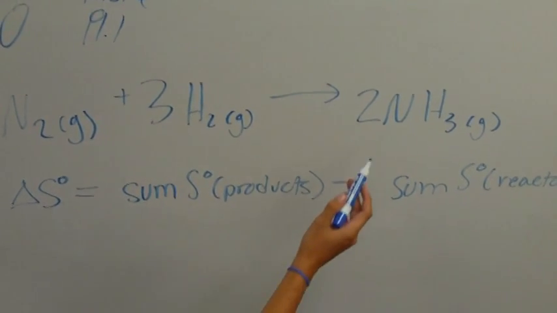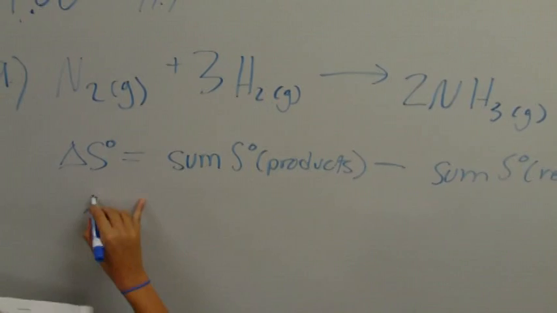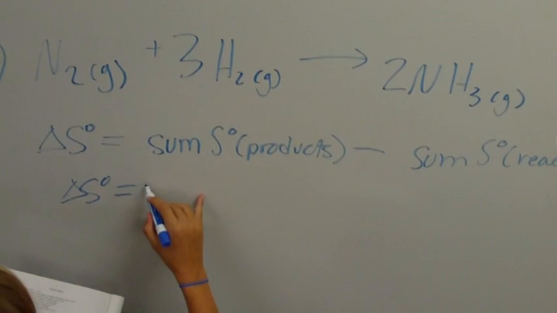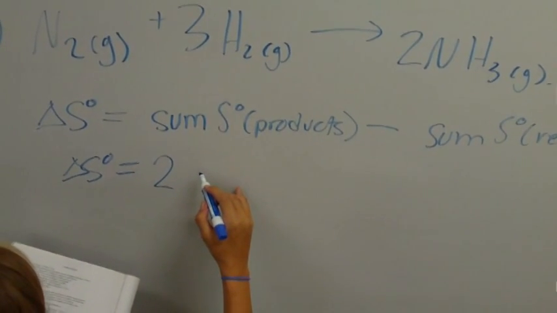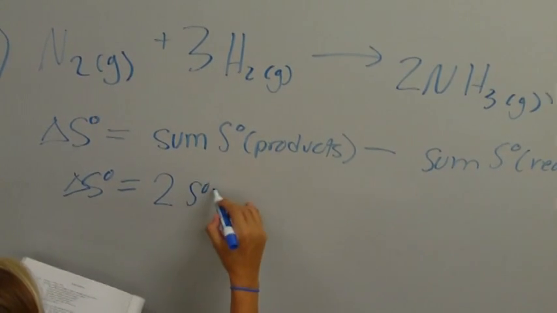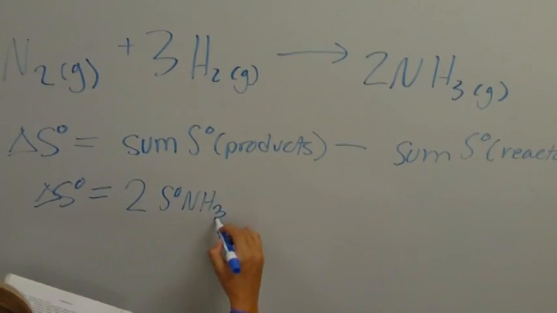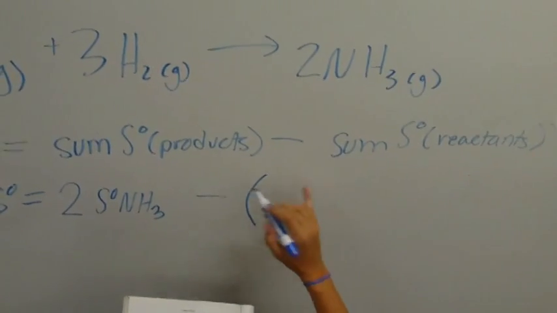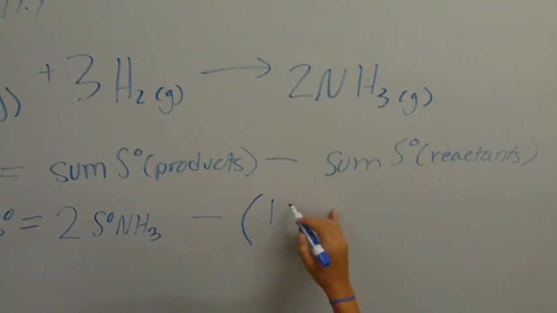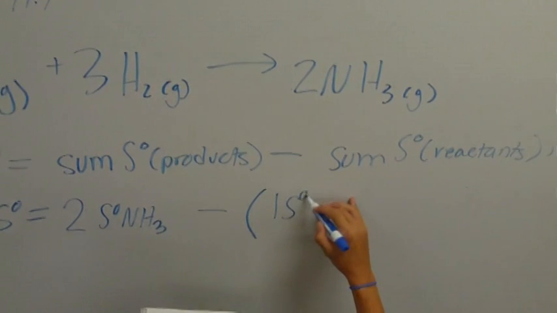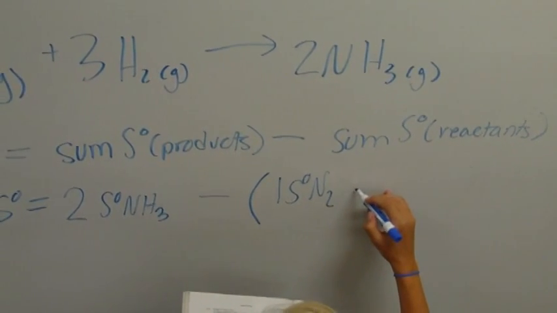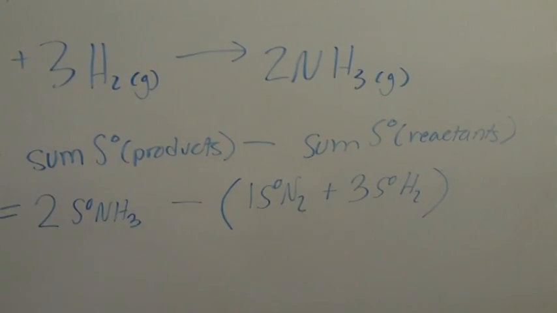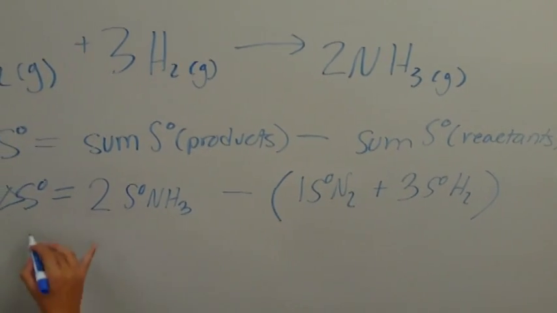So our product over here is NH3, so remember to use the coefficient to multiply. It's going to be 2 times the entropy of NH3, minus, and put that in parentheses, 1 times the entropy of N2 plus 3 times the entropy of H2. So what we need to do then is go to that table, find out what these values are, and plug them in.